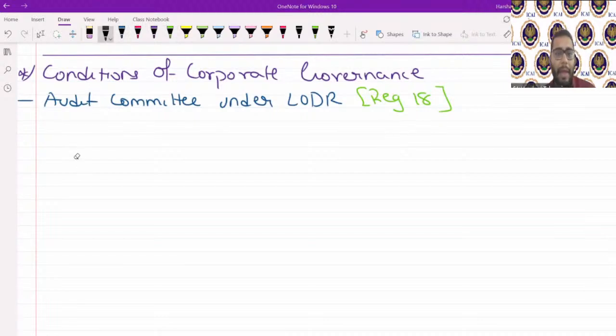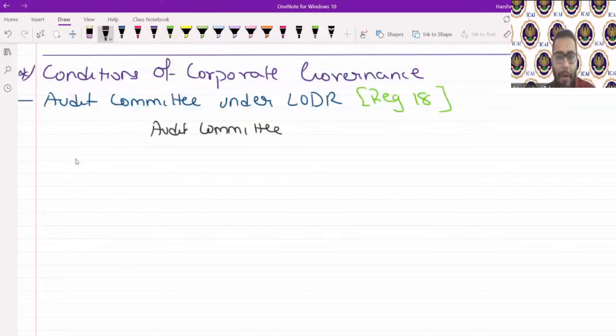Okay, now as per LODR, the audit committee should be qualified and independent. Now what do you mean by qualified and independent? Let's see that. So as per LODR, audit committee.